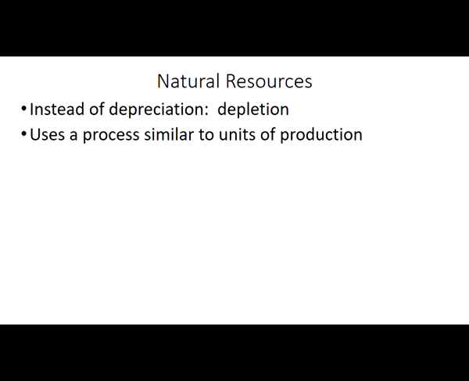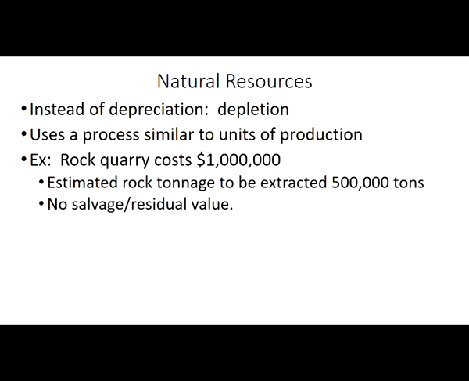So if you know how to do units of production from video 2, video 3, then you're going to be fine with this. It's exactly the same process. For example, let's assume we have a rock quarry, the land and all the excavation costs $1 million. We estimate we're going to get 500,000 tons of rock out of the ground, no salvage value. And so using the same formula as units of production, we would calculate the cost to be $2 per ton. Again, that's just the 1 million divided by 500,000 tons is $2 per ton.